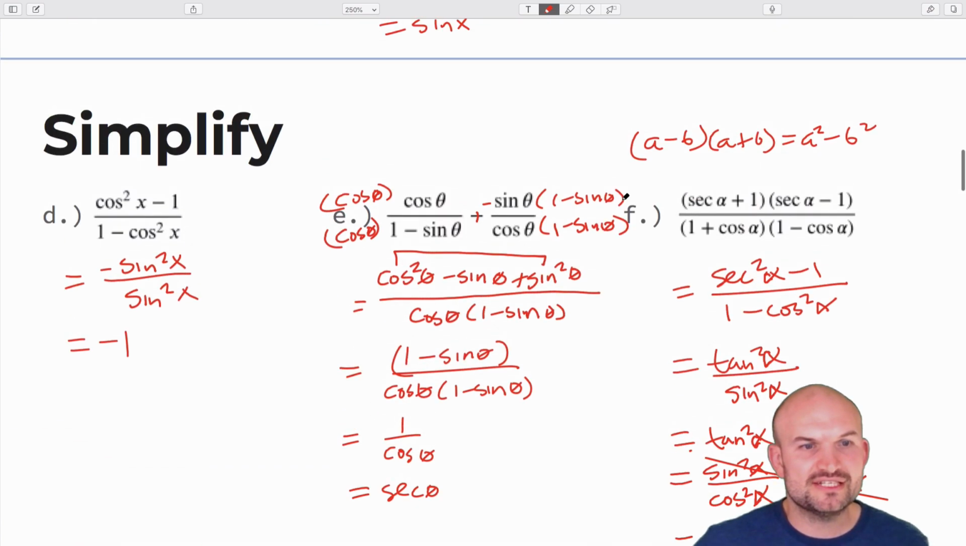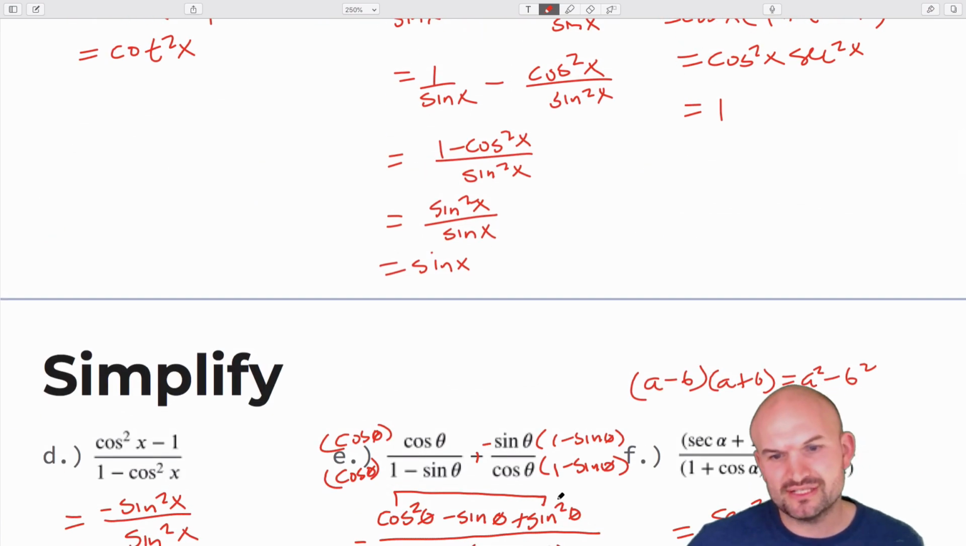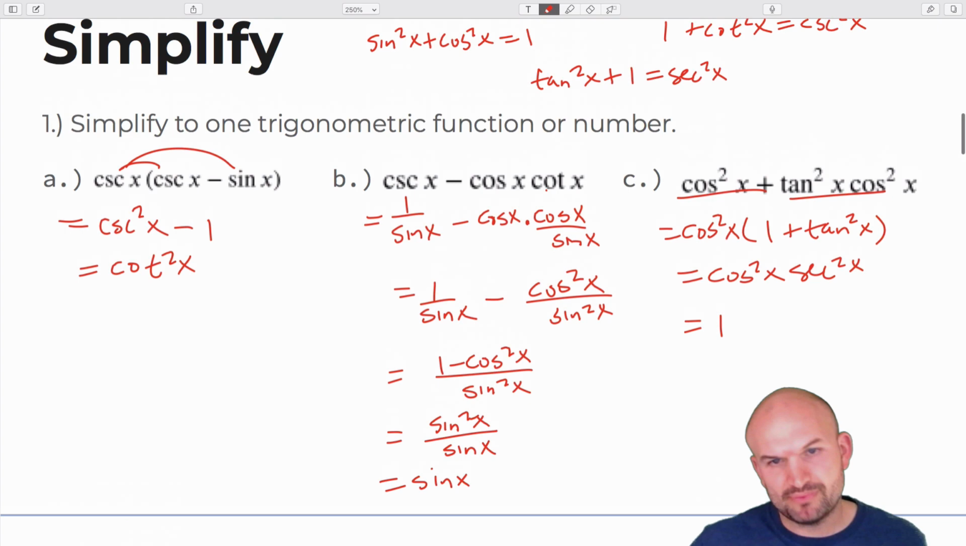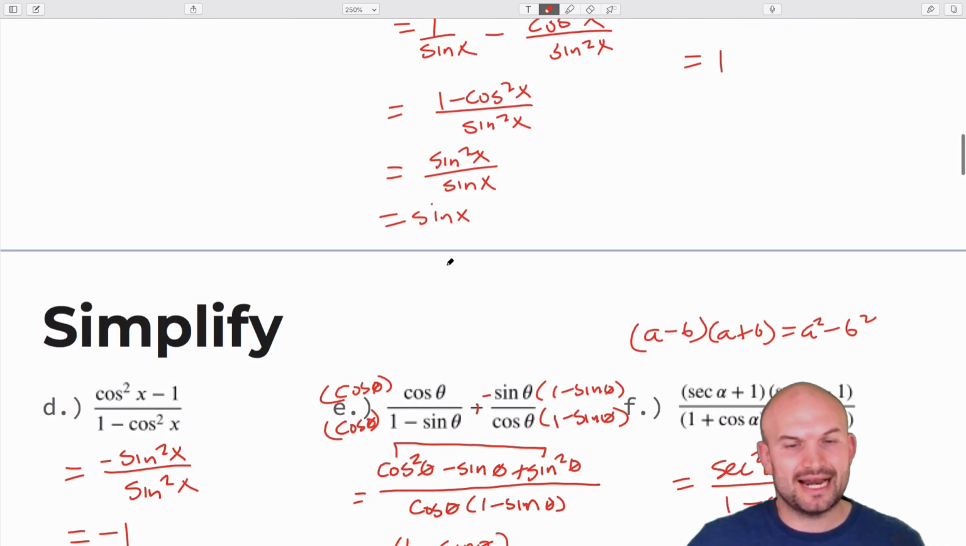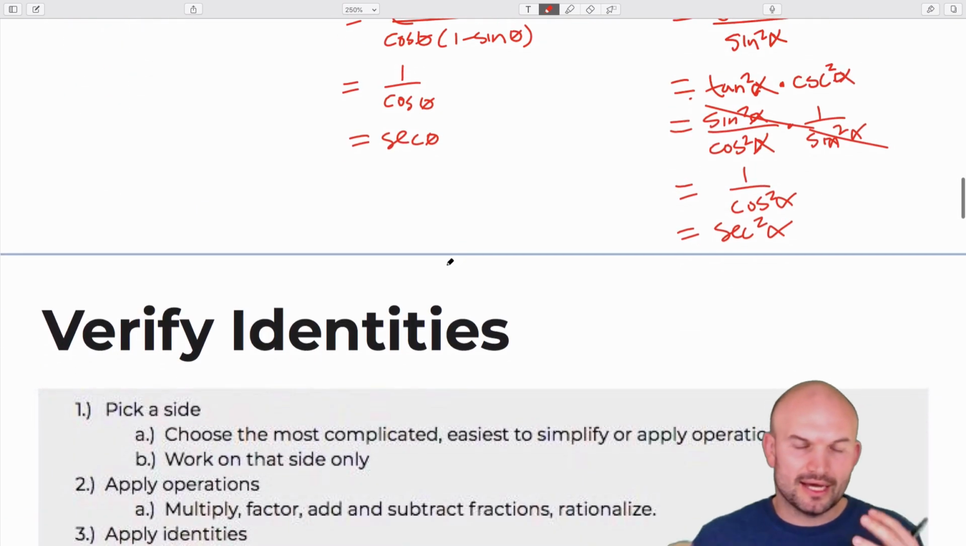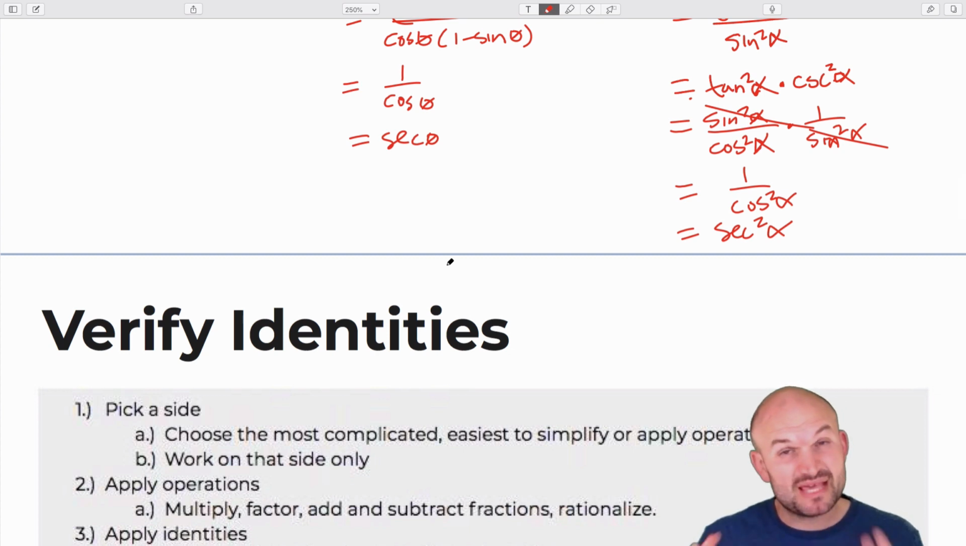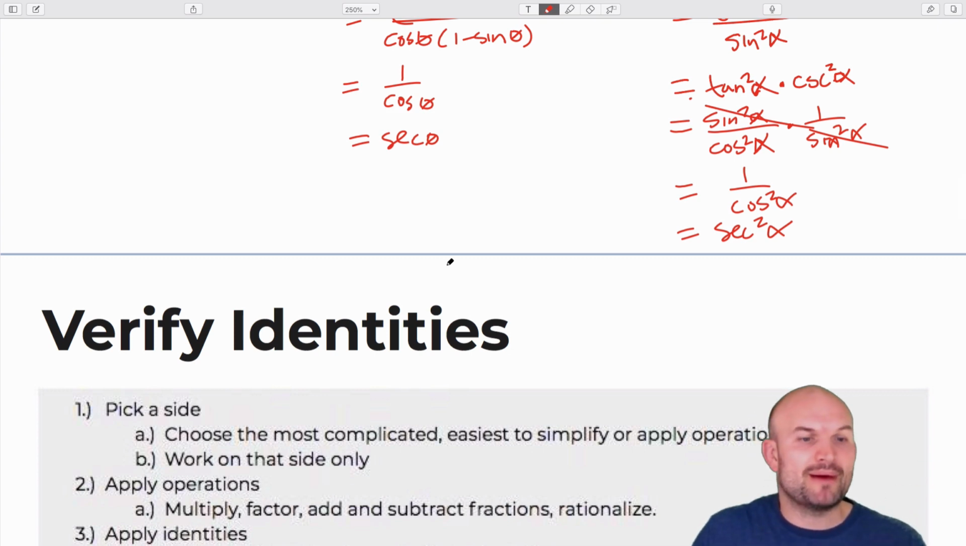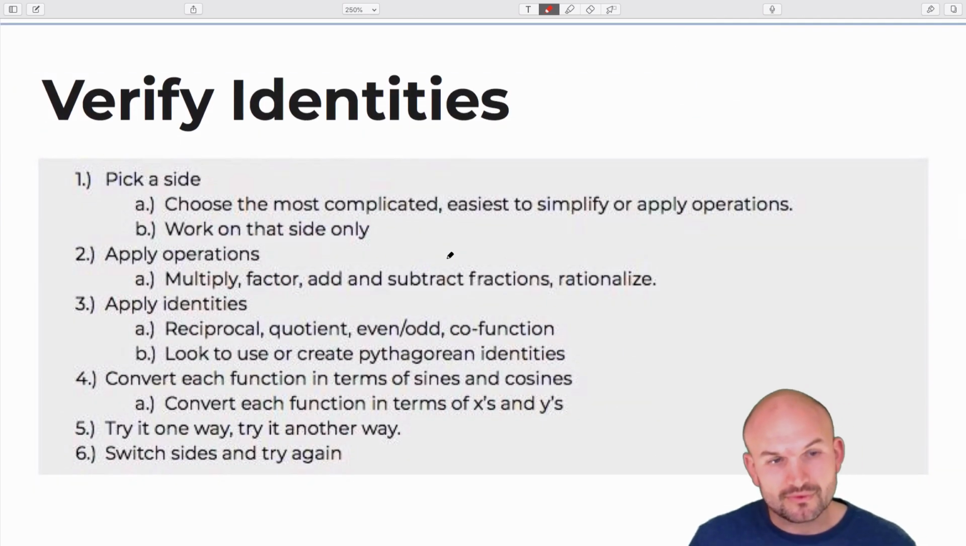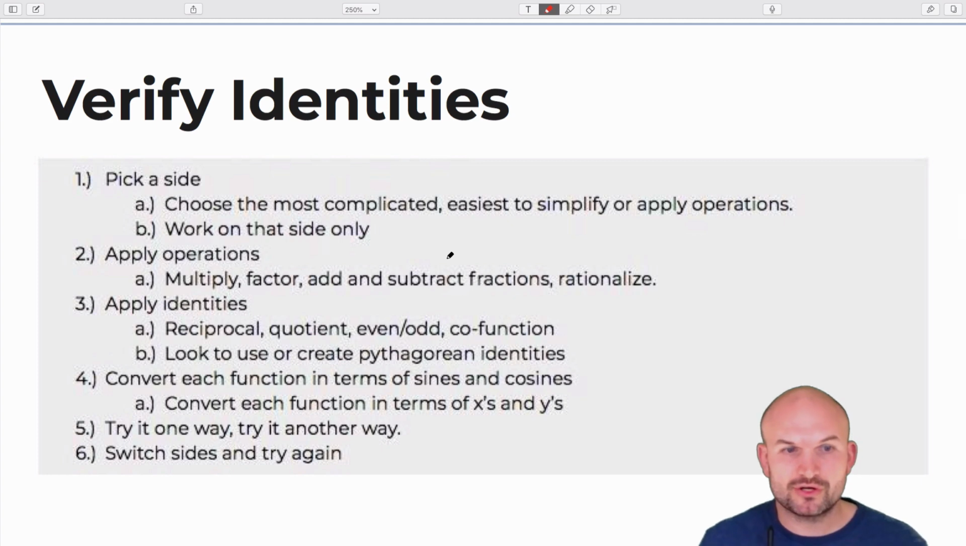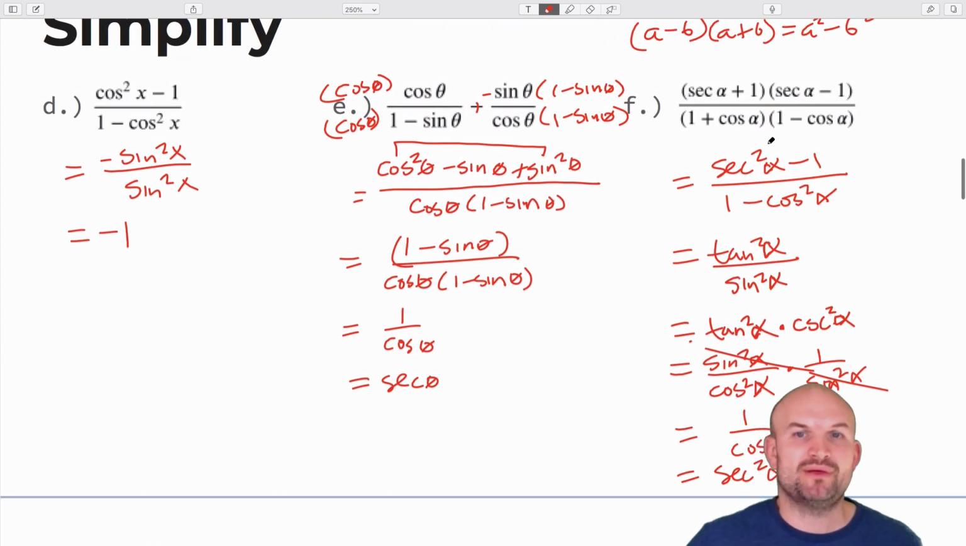You can see in all of these we had operations, well, not this one, but you could see adding, multiplying, we had a lot of operations we can apply. Usually one side is going to be much more complicated than the other side. Pick that side. If it's a toss-up, then just pick a side and you can always go back and try the other side. So we're going to apply operations. We're going to multiply, factor, add and subtract, as well as rationalize. Rationalize is multiplying by the conjugate.